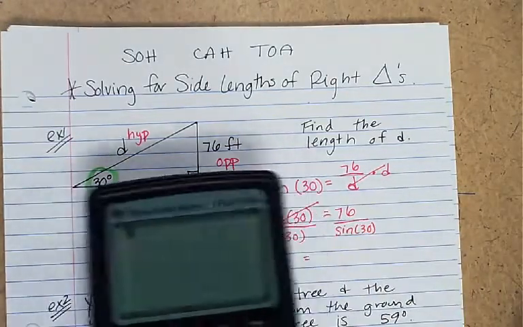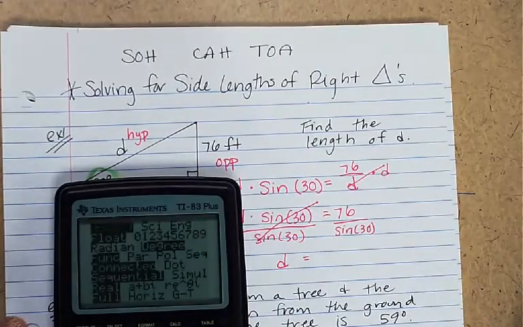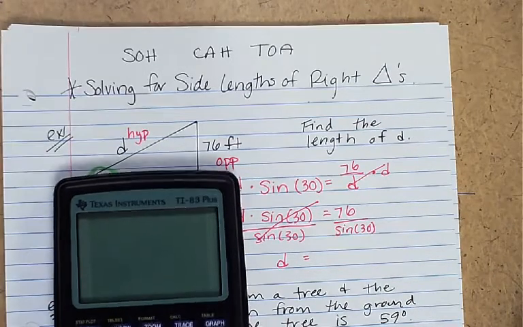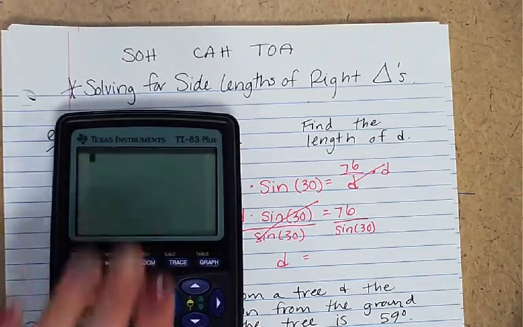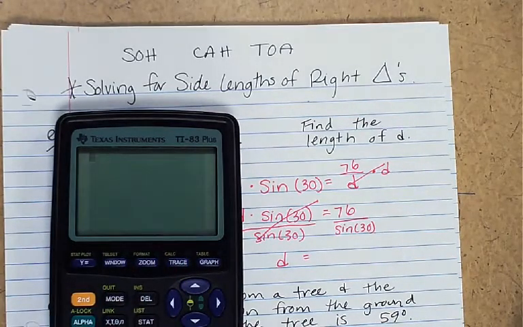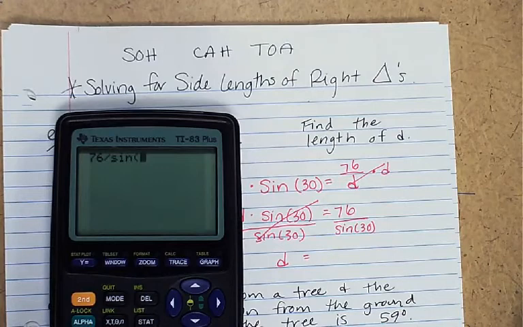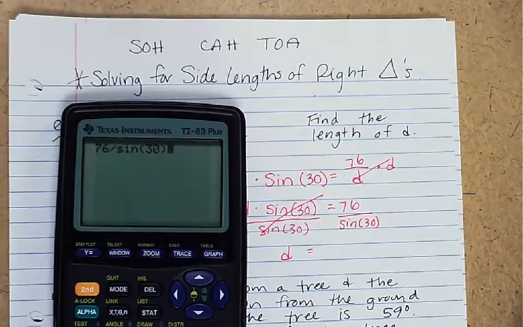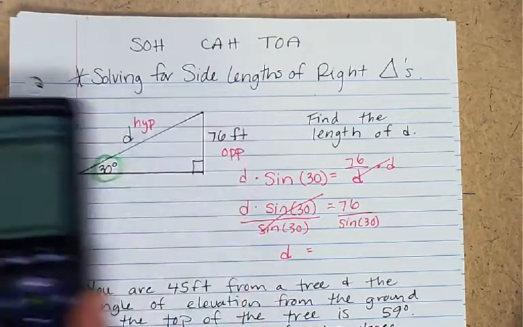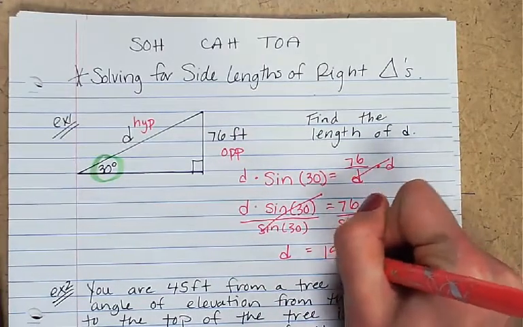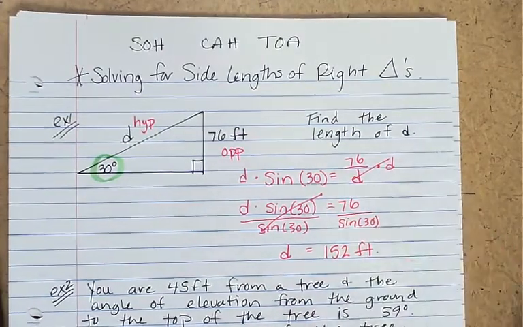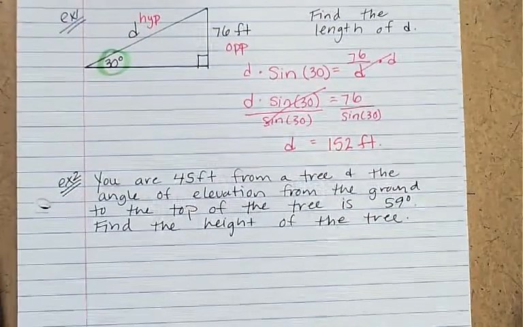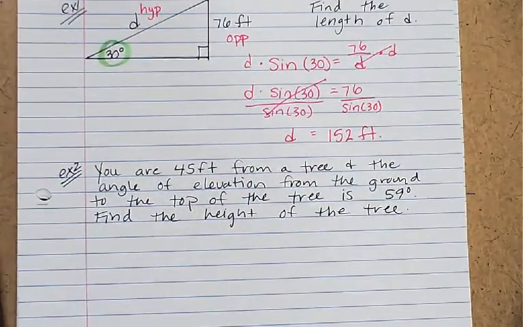So what I'm going to do on my calculator is I'm going to first make sure that I'm in degree mode. I am. And if you're not sure how to check that on your calculator, I'm sure you can just Google the name of your calculator and ask how to put it in degree mode. So all we have is we have 76 divided by sine of 30 degrees. And it's just a value, 152 feet.